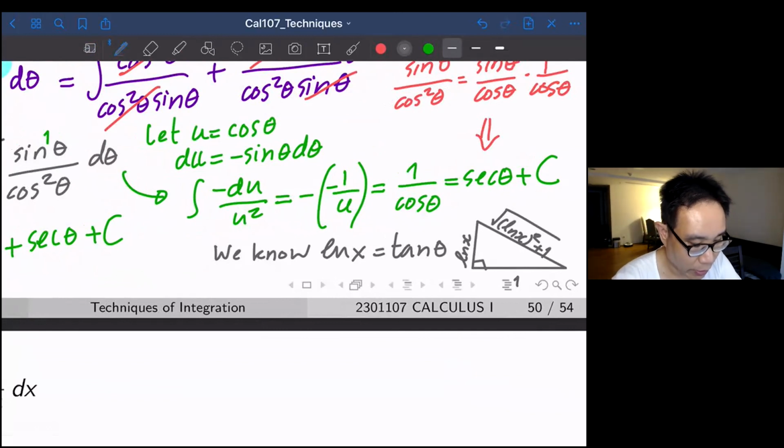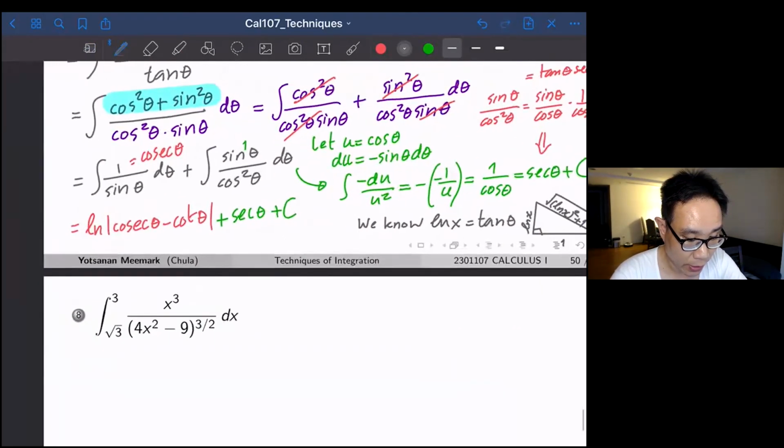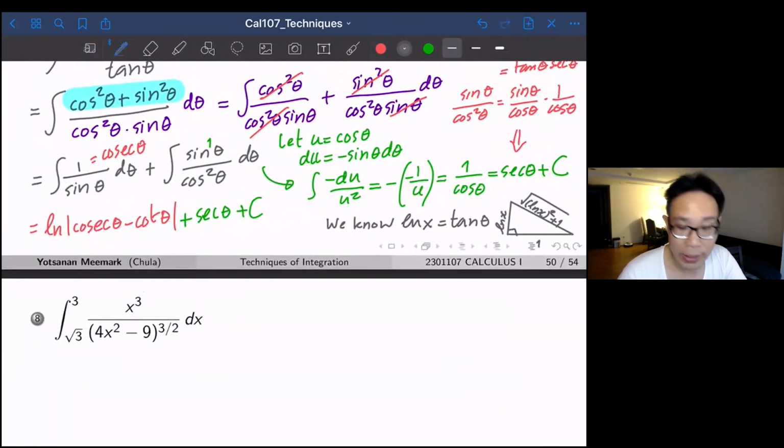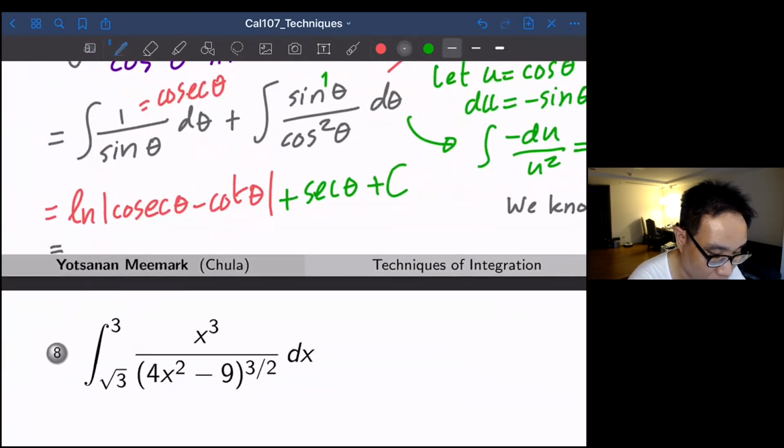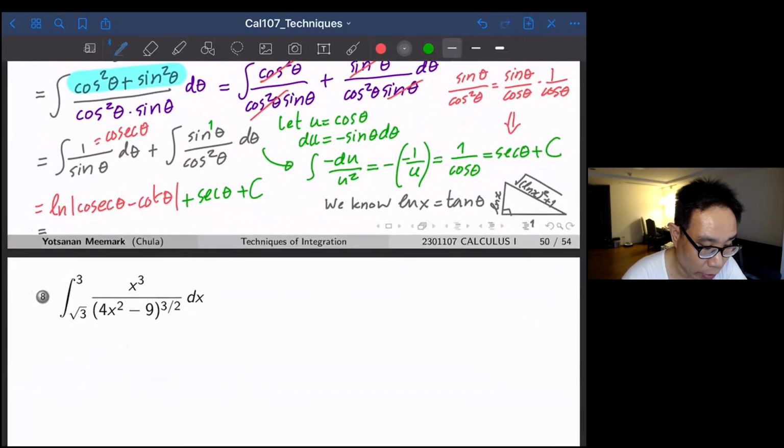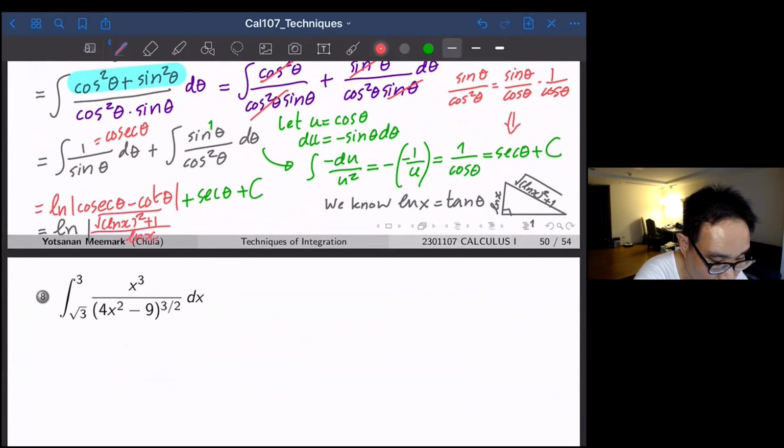So in this case, you're going to answer in terms of cosec and cot. Let me answer this by using this triangle. You see that cosec will be 1 over sine, so it's hypotenuse over opposite. So it's going to become the square root of log x squared plus 1, over log x. And cot will be 1 over log x.